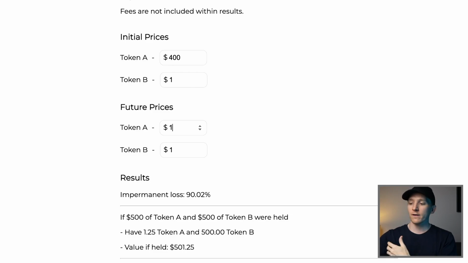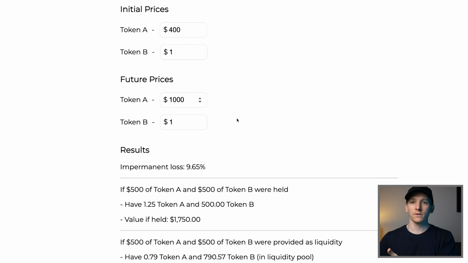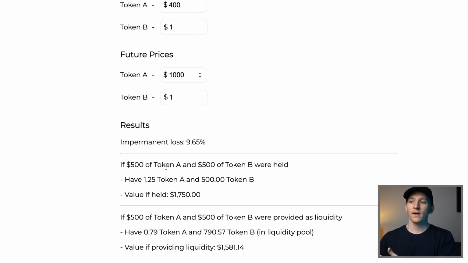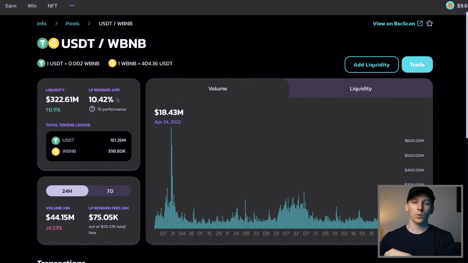If something goes crazy, and Binance coin goes up to 1,000, right? Now that's a doubling in price. Suddenly you've lost almost 10%, which wipes out all of your liquidity rewards. So as you can see here, this is a very stable pair. Binance coin is a big asset, and so it's not going to move a lot.